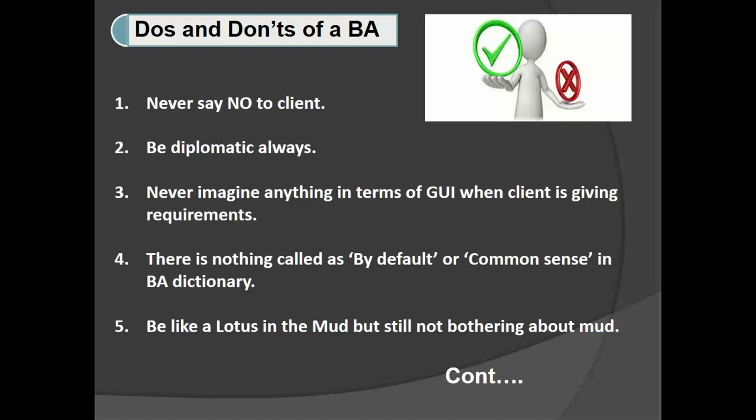Okay. Then the second one is be diplomatic always. Being diplomatic means as a BA, you have every authority to meet any kind of stakeholder. No need to take any permission from your project manager or your reporting authority. If you feel that you need to gather some requirements with any stakeholder, you can meet. You can directly meet the CEO or CTO if you have to work with them. No other employee will get an opportunity to meet directly with them. Now, you should not misuse that opportunity.